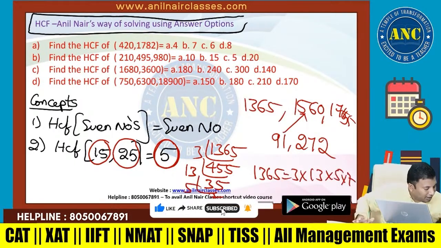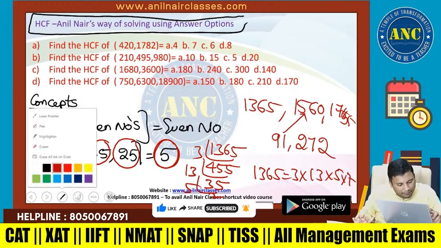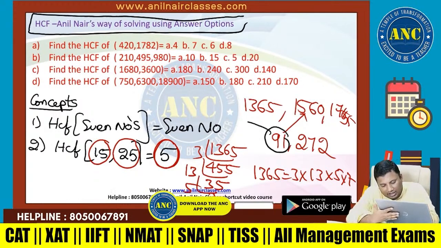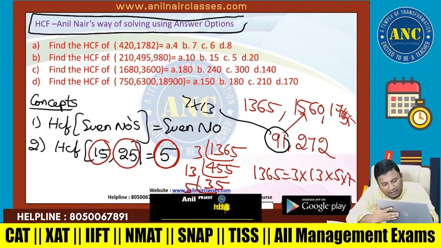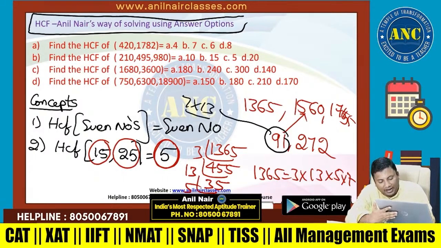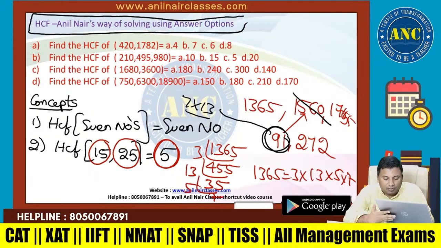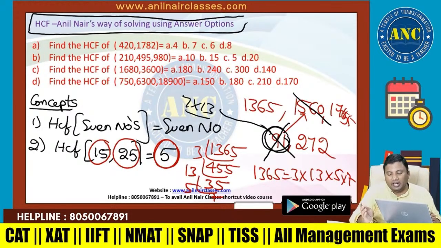Now this is for you, Srikanth. Why did I not take 91? 91 is derived from 7 and 13. If I take 91, the other number should be divisible by 7. 7 twos are 14, so 16 is not divisible by 7. If it is not divisible by 7, how can it be divisible by 91? I hope it is clear.